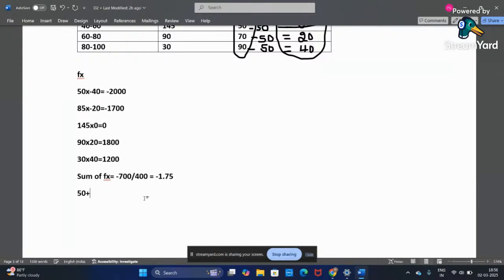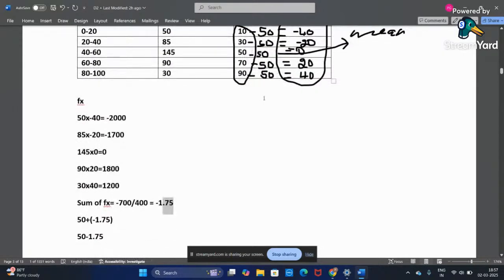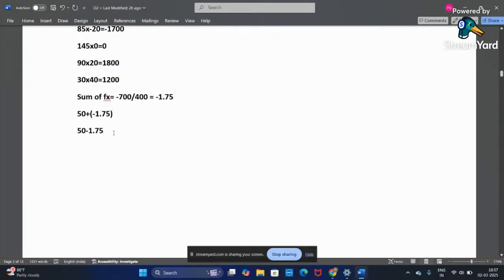Fifty plus minus 1.75. That means 50 minus 1.75. What is the answer? The final answer will be the mean value. We should not stop the answer here, because here we have assumed 50 as our mean value. So we have to add the answer we have got here to this assumed value. So the answer will be, tell me the answer.